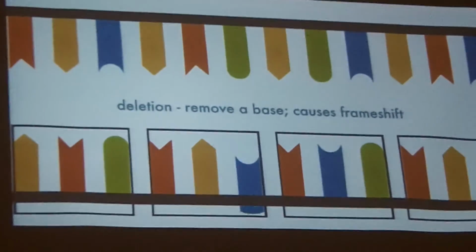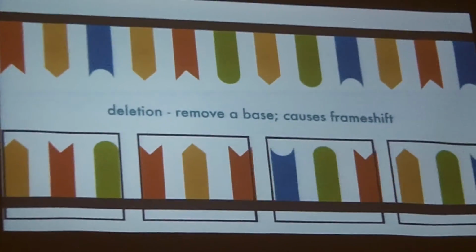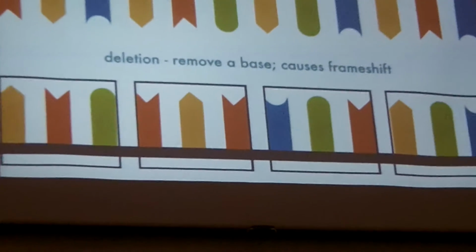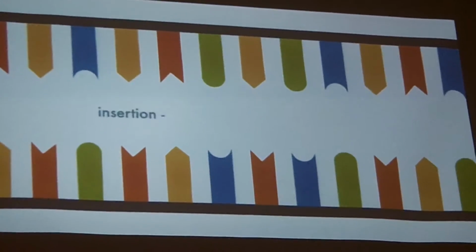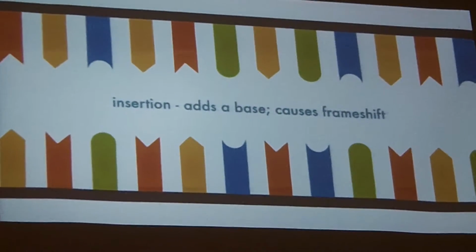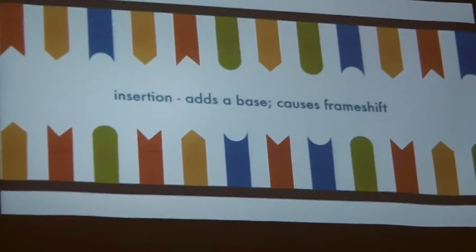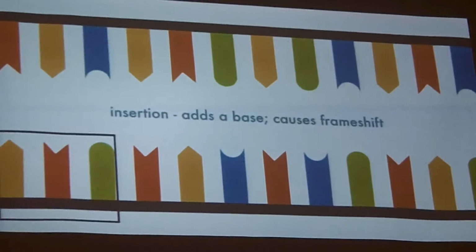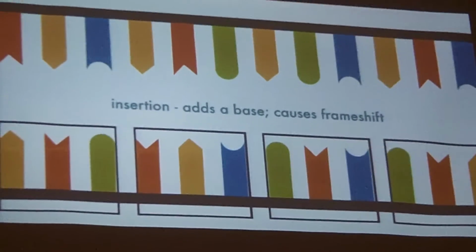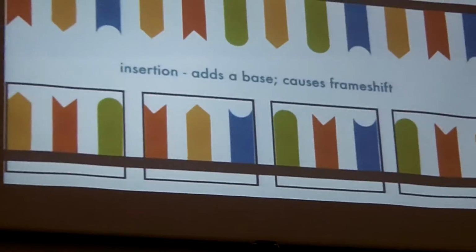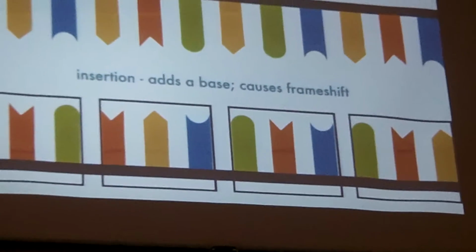But after the deletion, the amino acid sequence will change because the bases shift by 1. The resulting protein will likely be non-functional. An insertion adds a base, but also causes a frame shift, which changes every amino acid after the mutation. Originally, the codons would be formed in this pattern. But after the insertion, the amino acid sequence will change because the bases shift by 1. Again, the resulting protein will likely be non-functional.